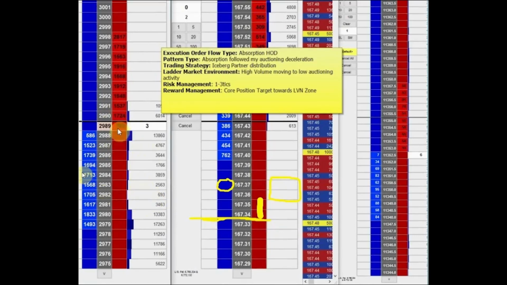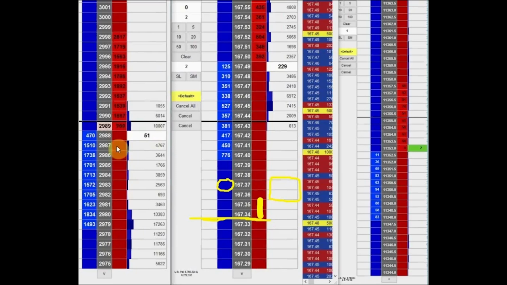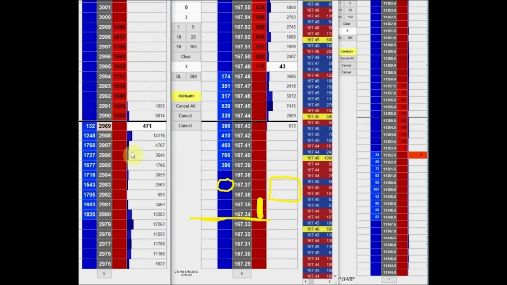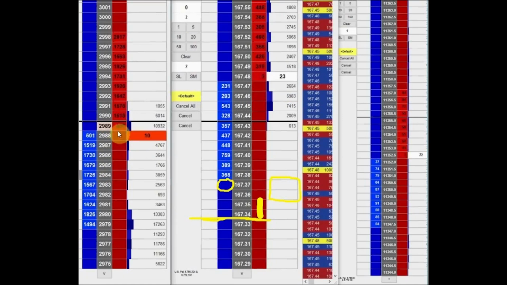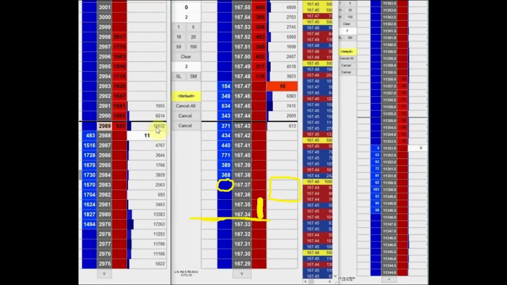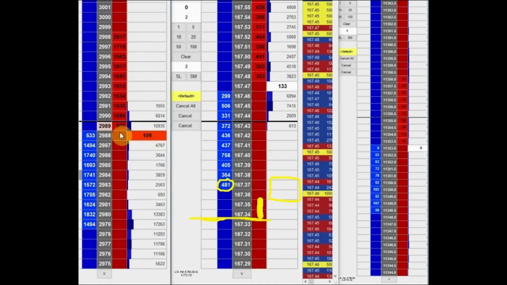Your reward management is effectively looking for the low volume node here at the 82s. And as the market starts trading, you want to see how the market starts trading back towards this area over here. So let's have a look at how this continues to trade. We're looking at the 89s, and you can see we still get re-offered at the 89s. The iceberg is there, 10,000 lots being charged at the 89s, and it keeps on changing.